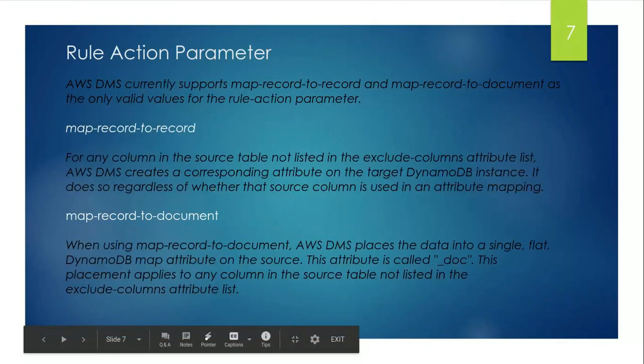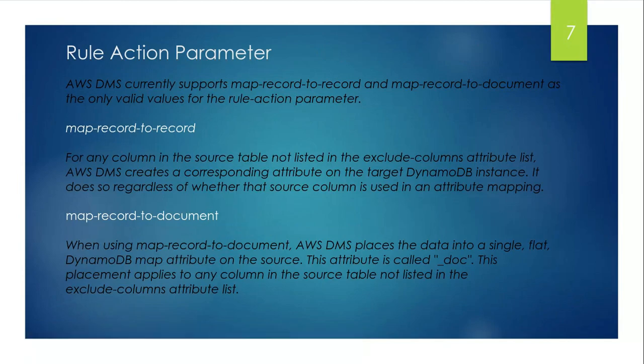Now for the rule action parameter, this is very important because currently DMS supports only two types of rule action parameter, which we discussed in our previous slides: map record to table and map record to document. So what are they? Map record to table we can mostly use for migrating from a relational database to DynamoDB. It uses the primary key from the relational database as the partition key of the DynamoDB table. So if you have any kind of primary key, it should be the partition key of the DynamoDB table. We have not defined any primary key, but we assume what the primary key of our relational table is.